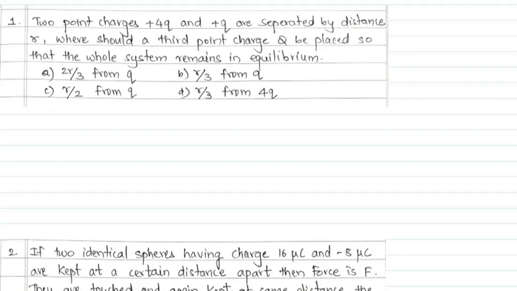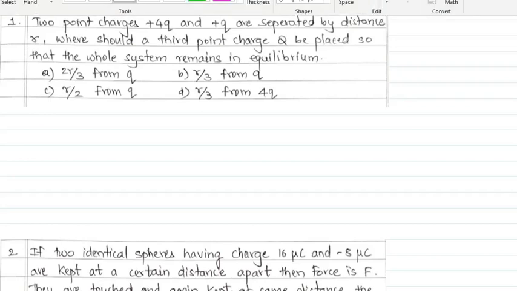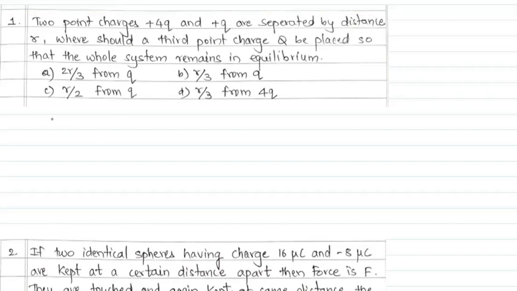Hello students, so we will see a few MCQs on electric charges and fields. So first one, there are 2 point charges, plus 4Q and Q. So here I will take plus 4Q, here plus Q. They are separated by distance R. So distance between these two is R.